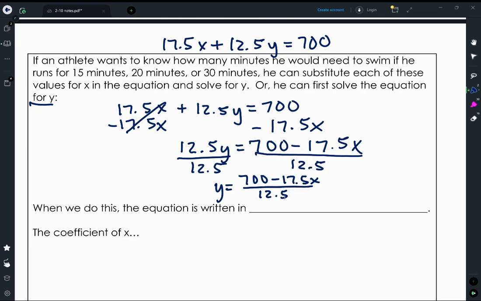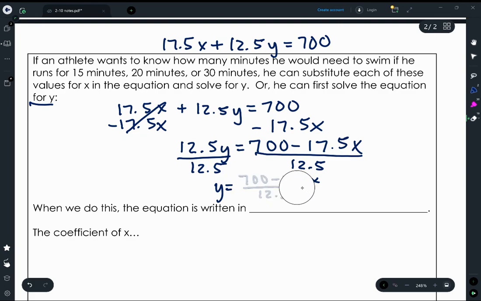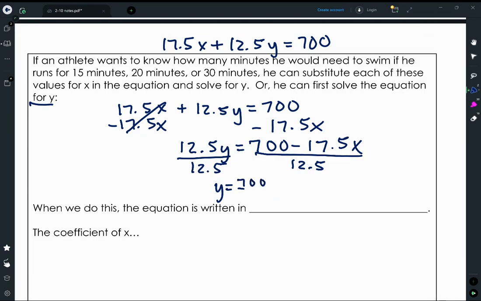And I don't like the way this is simplified. I think we're going to have to do a little bit of work. So let's go ahead and erase this. It just doesn't look like an equation that we would graph. And let's figure out the 700 divided by the 12.5. We're going to distribute this division. And the 17.5 divided by the 12.5. Let's go ahead and reduce those down. So if I do that, I'm going to move over to the right here. I have y equals 700 divided by 12.5 was 56, minus when I divide 17.5 by 12.5, I get 1.4x.